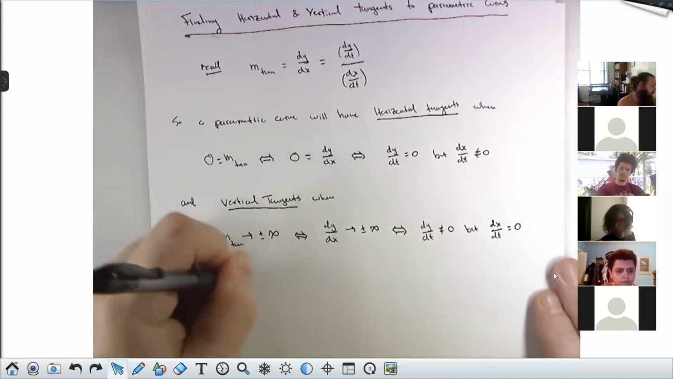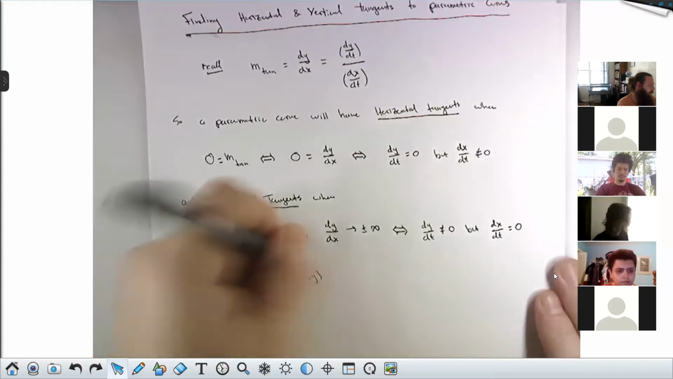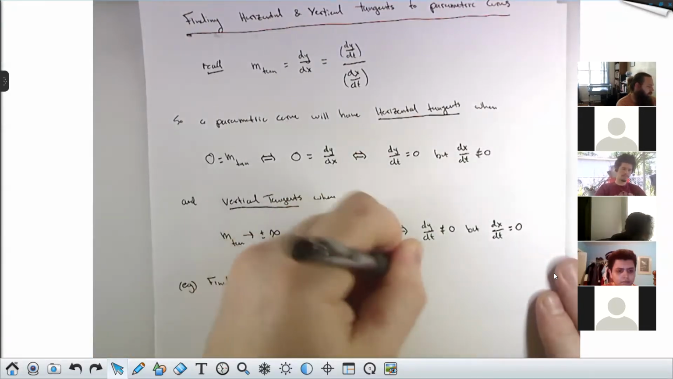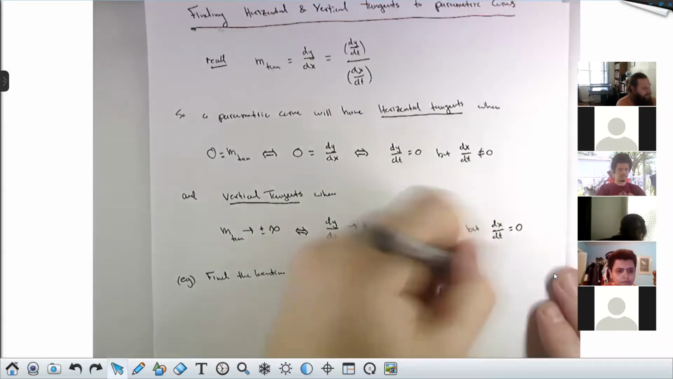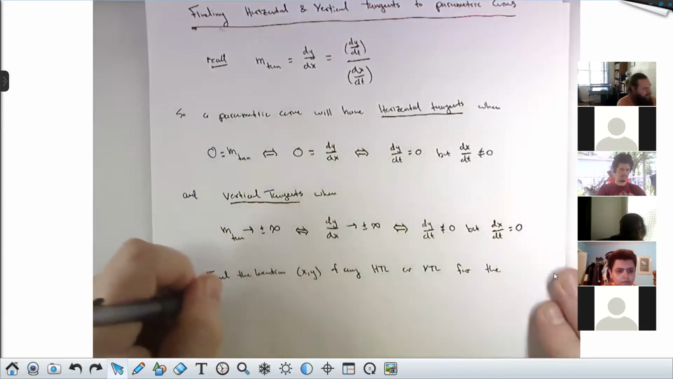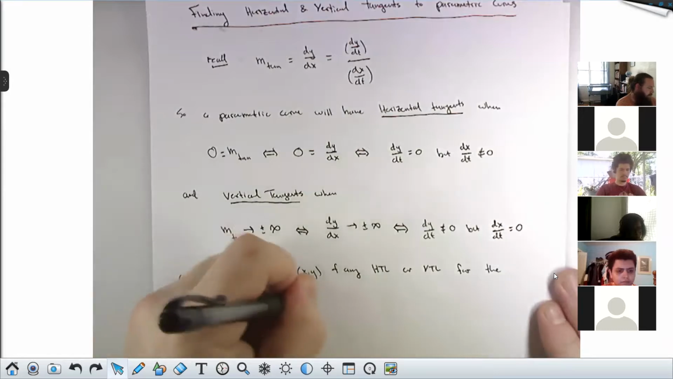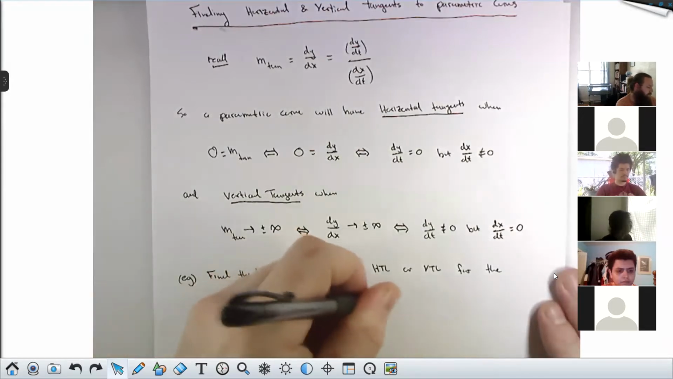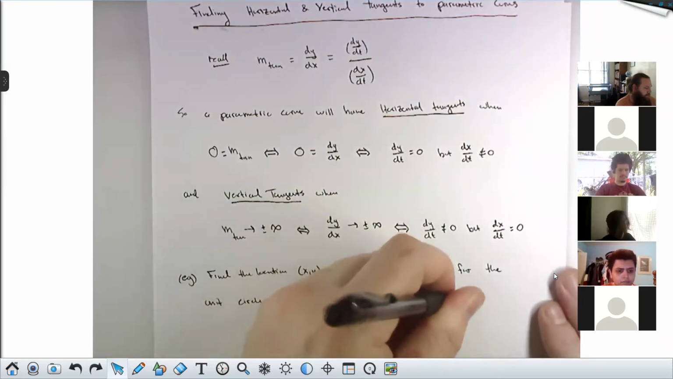Find the location x comma y of any HTL or VTL, horizontal tangent lines or vertical tangent lines, for the unit circle. We already know the answer here, but we're going to see that we can discover it like this. So unit circle, x equals cos t, y equals sine t, and 0 is less than or equal to t is less than or equal to 2 pi.